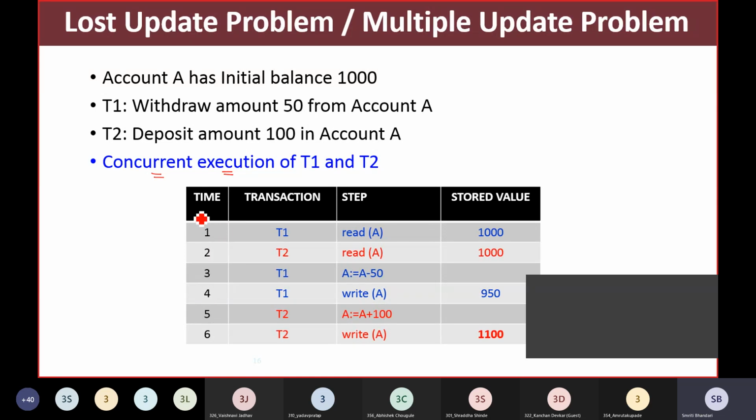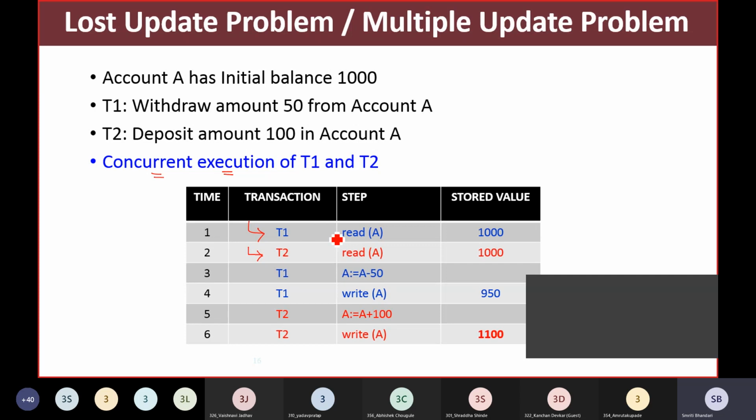Now we have this form of concurrent execution of T1 and T2. See here, the instructions from T1 and T2 are interleaved. It is not the case that T1 gets executed first and then T2 starts. Instead, the first instruction of T1 gets executed, then the first instruction of T2 gets executed, and so on. So see here, in this scenario, what is happening?